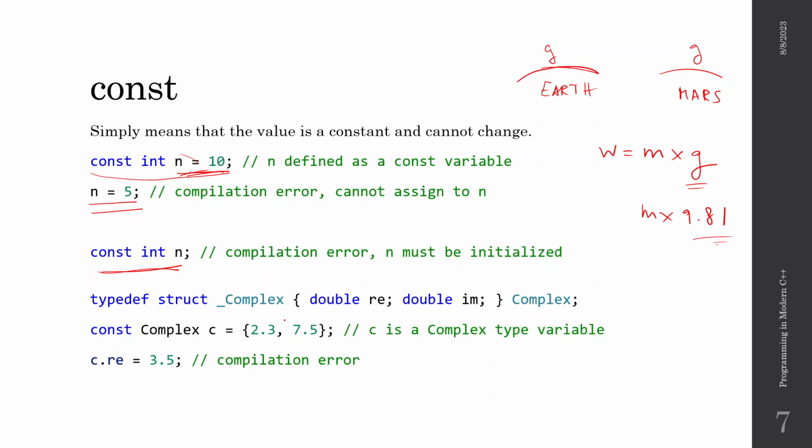You can add const to anything, even user defined data types such as this one. So suppose I create a new data type called complex. It will have a real part and an imaginary part. So I can write const complex also. And later on if I try to reassign its value to something else, it will not work, it will cause a compilation error.